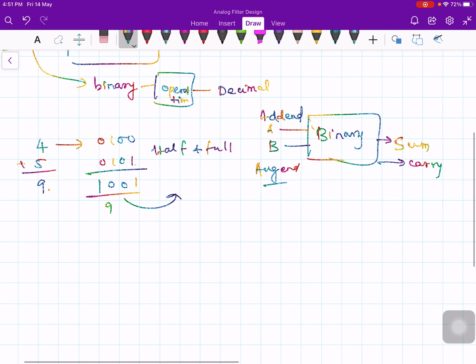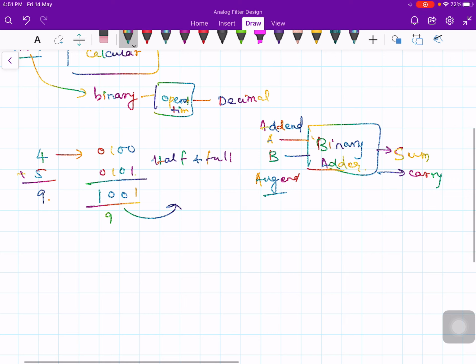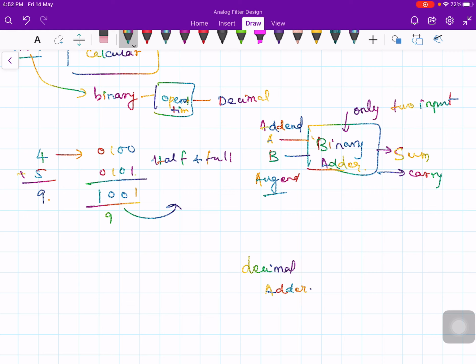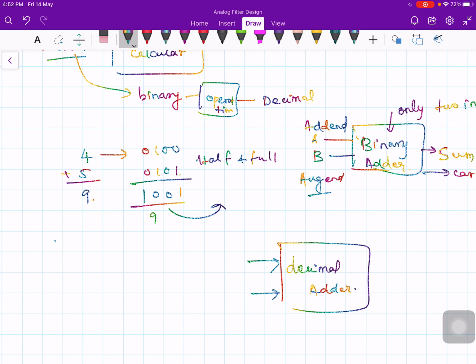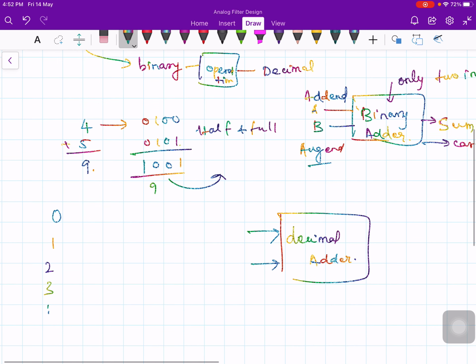Why? See, in the binary adder I need only two inputs, right? But in the case of decimal adder, what do we mean by decimal adder? I have two decimal numbers. The decimal number starts from 0, 1, 2, 3 and goes all the way up to 9. So I am giving two numbers, let's say one is 2 and another one is 3. So there are two inputs. These two inputs are in decimal, but inside the block, the operation is done in binary. Therefore, you represent them in the form of binary.